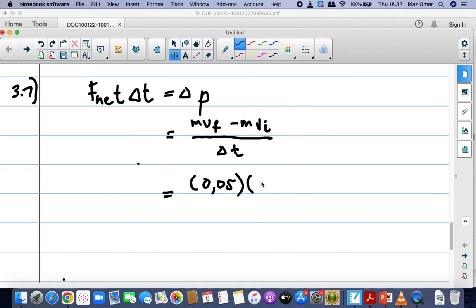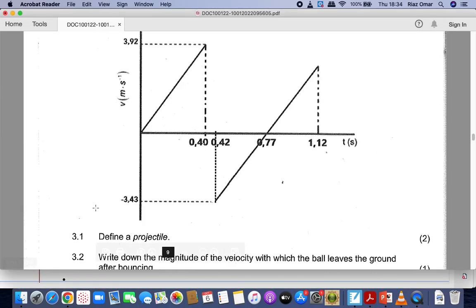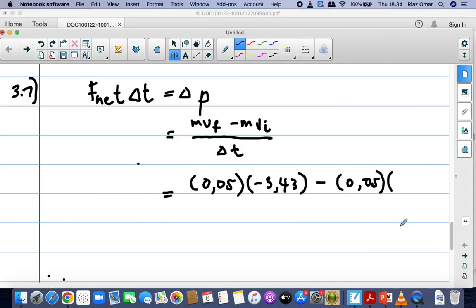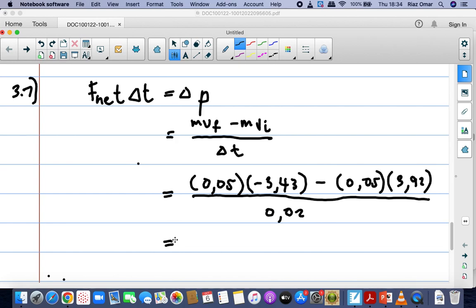So if you put it here, it will be minus 3,43 minus the mass 0,05 multiplied by, what was it, 3,92. 3,92 there on the top, and then you'll have to divide it by the change in time at which it is in contact with the floor, which is 0,02.